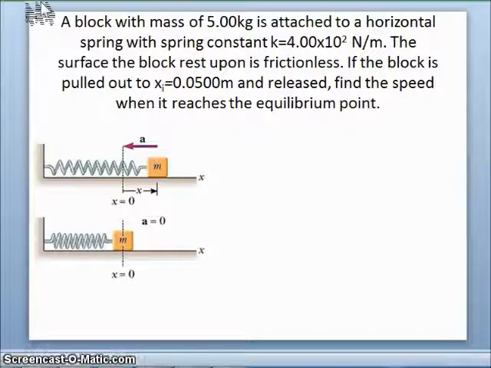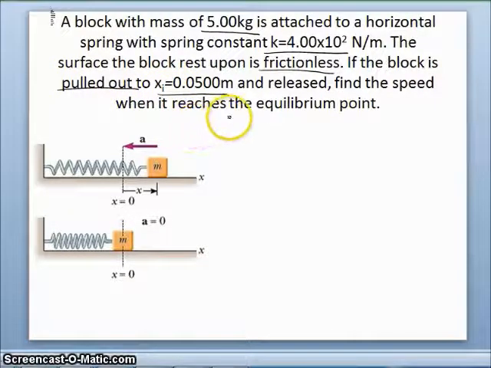So let's apply this to some problem solving. For example, in this example problem, we have a block with mass 5 kilograms that is attached to a horizontal spring with a spring constant of 4 times 10 to the second newtons per meter. The block is on a frictionless surface, so that's good, we don't have to worry about friction. And the block is being pulled out some distance, 0.05 meters, and then it's released, and we're being asked to find the speed when it reaches the equilibrium point.